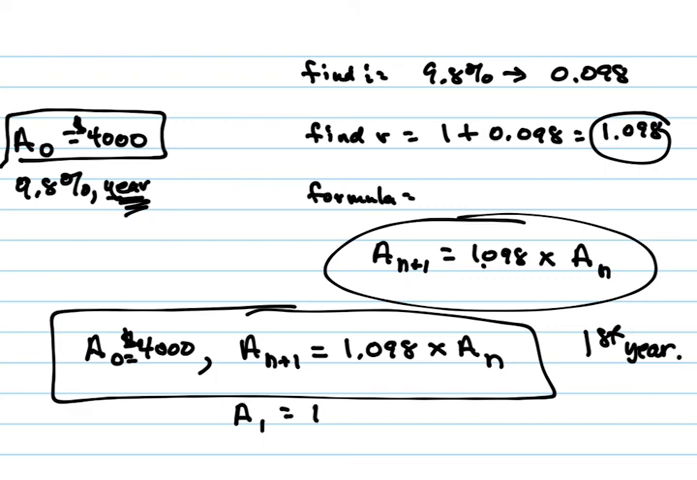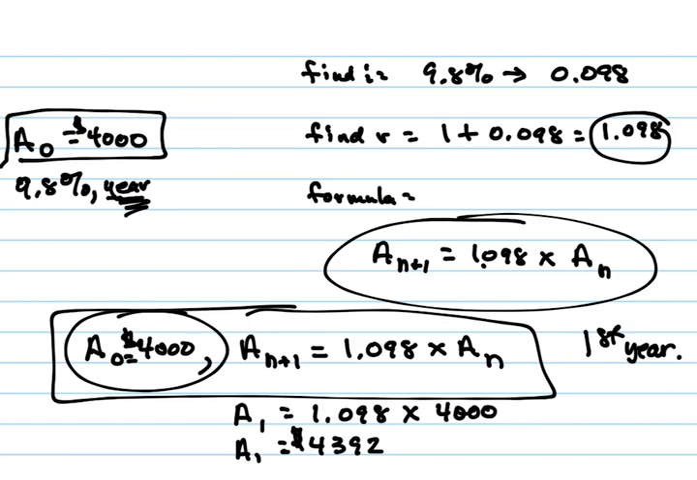First year is 1.098 times the initial value, which was what in this case? 4,000. So the first year, can someone do that multiplication? 1.098 times 4,000? So at the end of the first year, he now has $4,392. So how would I do the second year? Yeah, I would take a sub 2 is just this multiplier times the value of the first year.